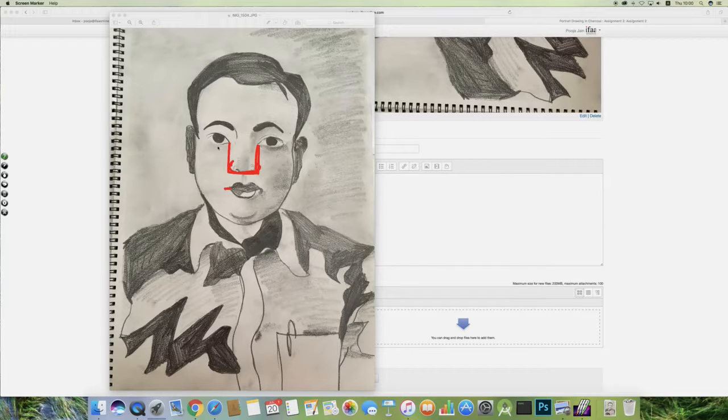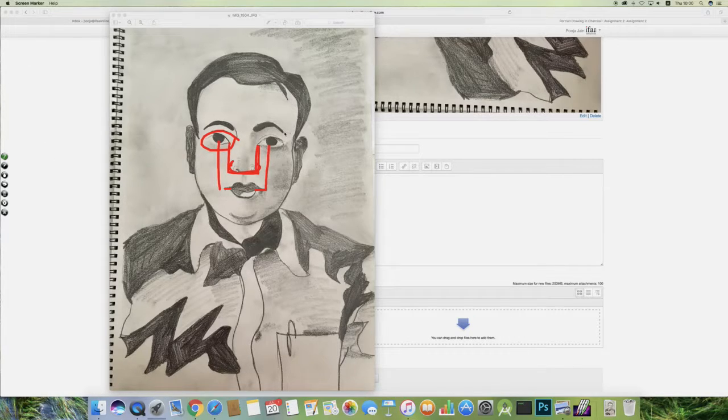For the lips, it's mostly the eye line, right? So this is the relation that we are looking for. Where does the end of the lips are? Where does the nostril end? So in comparison to the eye, I feel that the nose and the lips are a bit short.